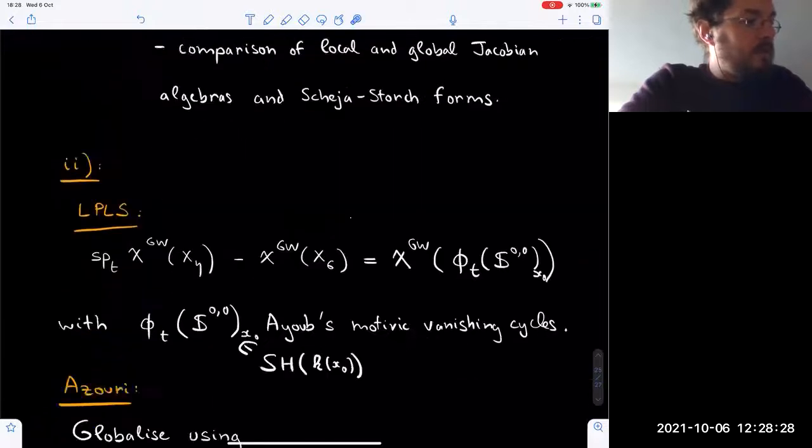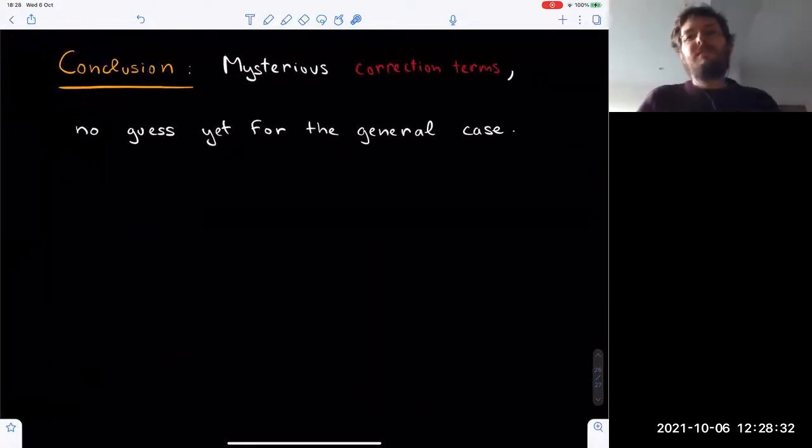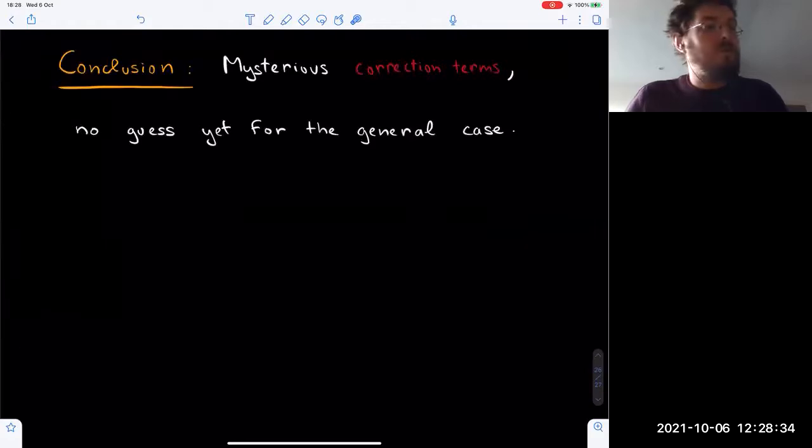And my time is almost up, so let me just conclude by saying that this is just a toy model in some sense, but already in this case of very simple singularity, we have these mysterious correction terms, and we have no guess at this point for the general case.